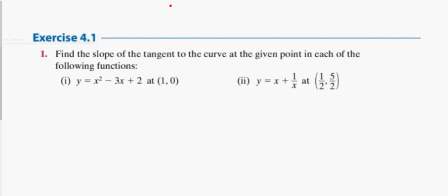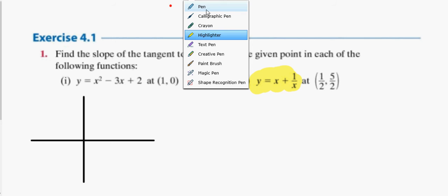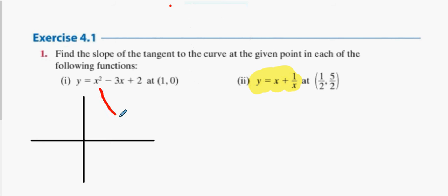If I was to draw this curve, for argument's sake, you don't know the shape of it. So I'm just going to draw a random curve somewhere. It's probably in completely the wrong position, and it's probably completely the wrong curve. That's okay. But the idea is that this point here, 1/2 and 5/2, is actually on this curve.